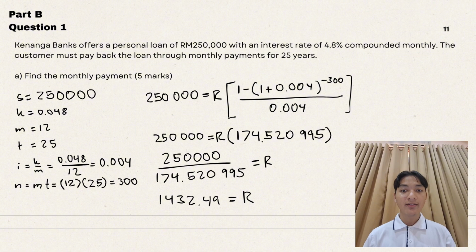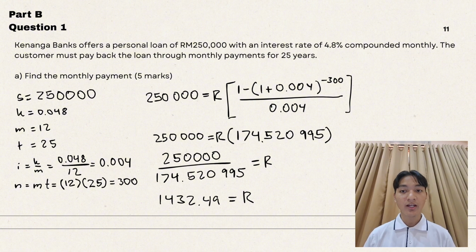Part B, question 1. Kenanga Bank offers a personal loan of RM 250,000 with an interest rate of 4.8% compounded monthly. The customer must pay back the loan through monthly payments for 25 years. Part A, find the monthly payments. S equals to 250,000, K equals to 0.048, M equals to 12, T equals to 25, I equals to K divided by M. So 0.048 divided by 12 equals to 0.004, N equals to M times T. So 12 times 25 equals to 300.